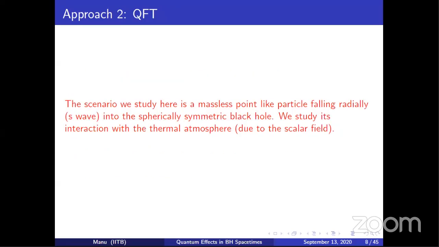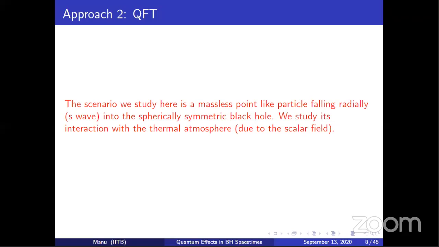The next approach is the QFT approach. Now here we shift the scenario a little. What we consider is, once we are talking about quantum field theory, the field modes you can think of them like thermal particles, or what we call the Hawking particles. So apart from these Hawking particles in the atmosphere, by atmosphere I mean the region around the event horizon, we consider a massless point-like particle falling inside the black hole. This is not the Hawking particle, just some arbitrary massless particle falling into the black hole. And then we see how this massless particle interacts with the Hawking particle.